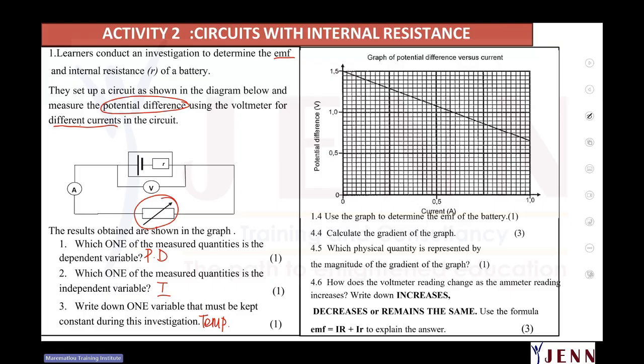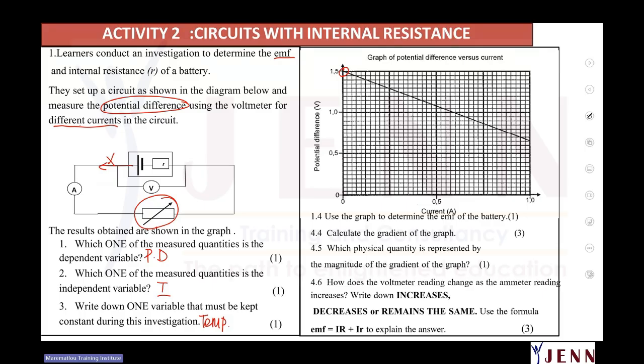Okay. And then they say use the graph to determine the EMF of the battery. Remember, we get EMF when there is no flow of current, meaning when the main switch is open. If we open the switch, that means we have no current flowing to the external circuit, nothing flowing out. Then our EMF, we will find it there, where there is no current flowing. That will be 1,5. And then it says calculate the gradient of the graph.